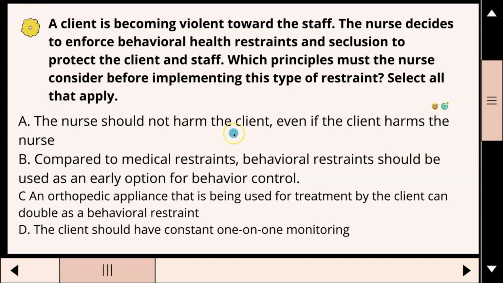Even if a patient kicks you, you have a right to run away, you have a right to block the hit, but you can never strike back at a client or a patient that has hit you.